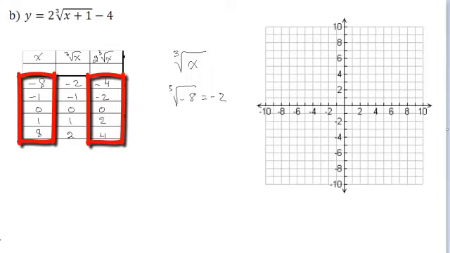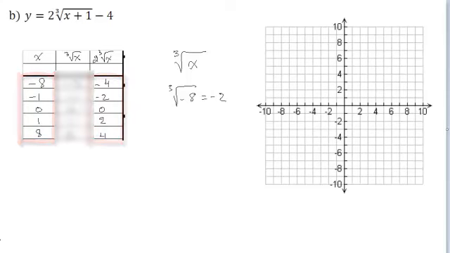Now, we go to the graph and we locate the points: minus 8, minus 4, minus 1, minus 2. So this vertical column, just hide it. We don't need it. We take this one and this one. This is x and this is y. Let's graph them on the graph.